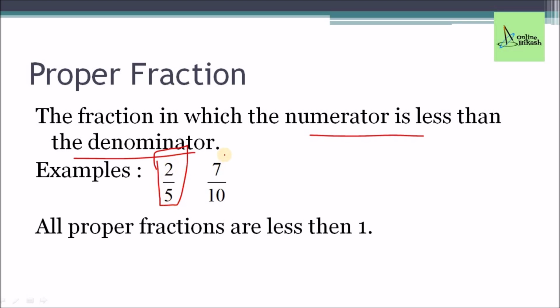Similarly, 7 by 10. Here also the denominator is bigger. In a proper fraction, always remember that the numerator is less than the denominator. So the numerator 7 is less than the denominator 10, and that's why it is also a proper fraction. And the most important thing is that all proper fractions are less than 1. This is also a very important thing. Proper fractions are always less than 1.